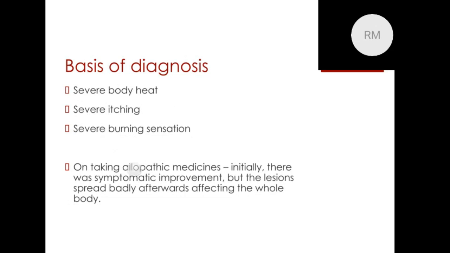If you look at the progress of the patient, while she was taking allopathy initially there were symptomatic lesions, which spread badly afterwards and affected the whole body. That is when she came for Ayurvedic treatment. Our goal here is to bring the ama from the various parts of the body back into the alimentary tract, and we target kapha and pitta.